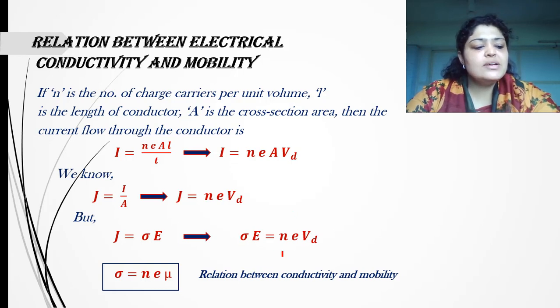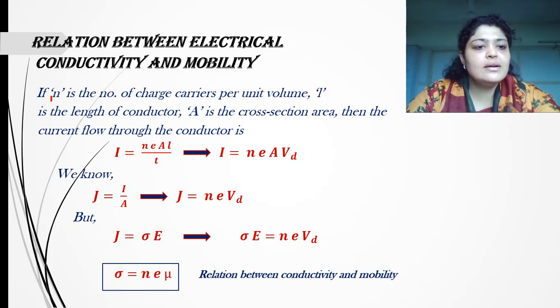Next, we have a small relation, a relation between electrical conductivity and mobility. So electrical conductivity sigma and the mobility mu. Mobility will be in the presence of electric field because mobility is defined as the drift velocity electrons have acquired when electric field is present. So the relation between sigma and mu.